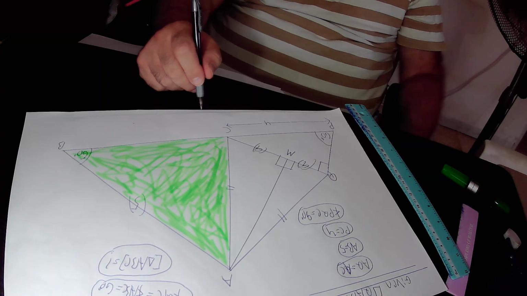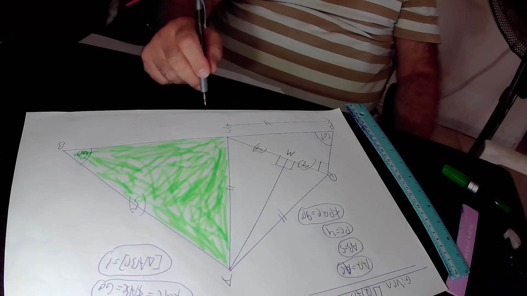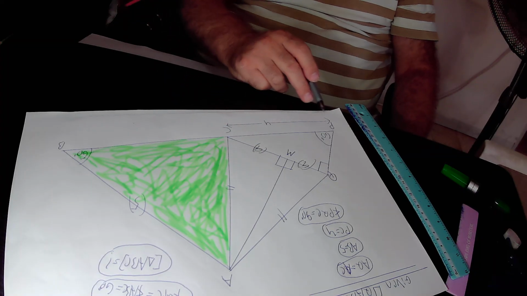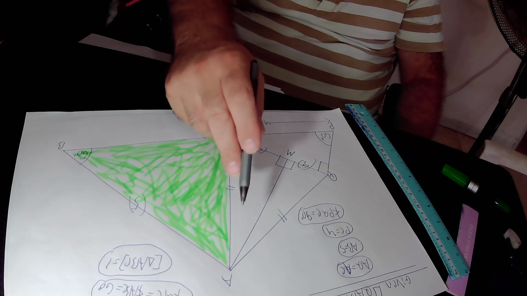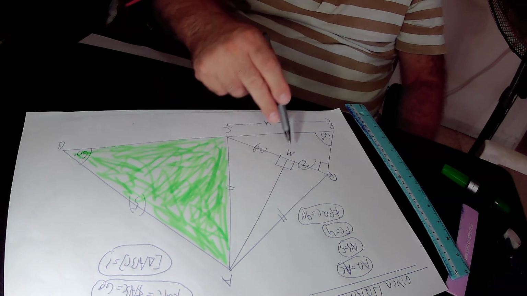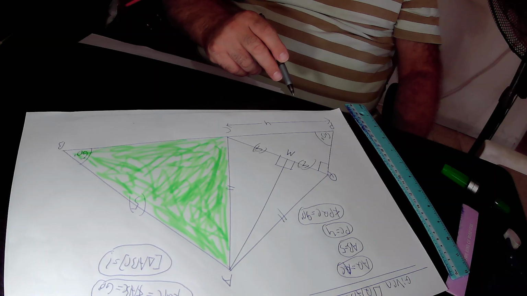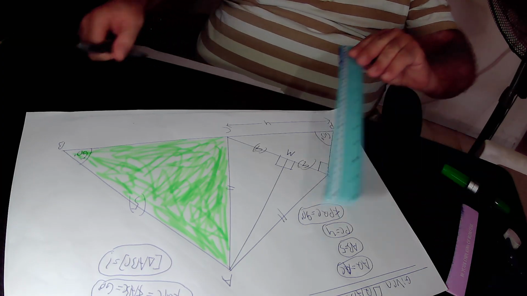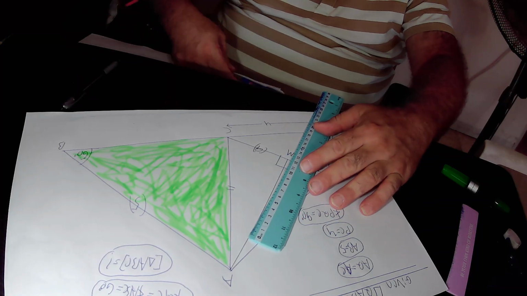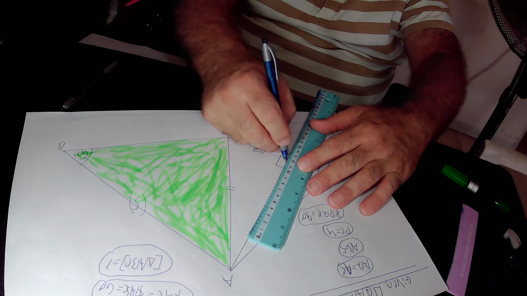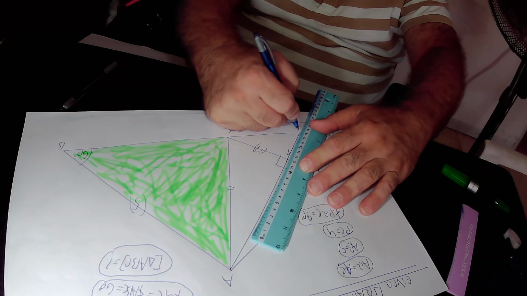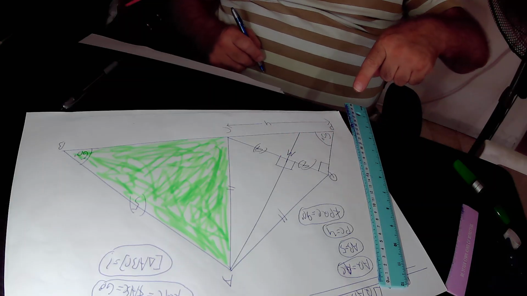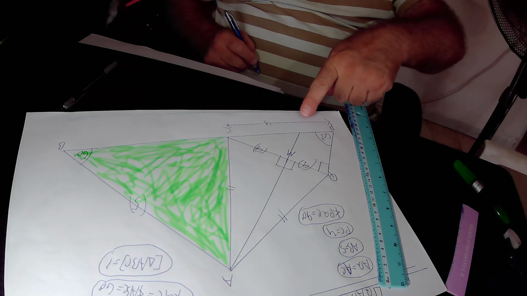In the next step, we will extend the perpendicular AM by a straight line until it touches line segment PC. I'll repeat again. We will extend the perpendicular AM by a straight line until it touches line segment PC. We define the touching point of the extended perpendicular AM with line segment PC. This point is point N.